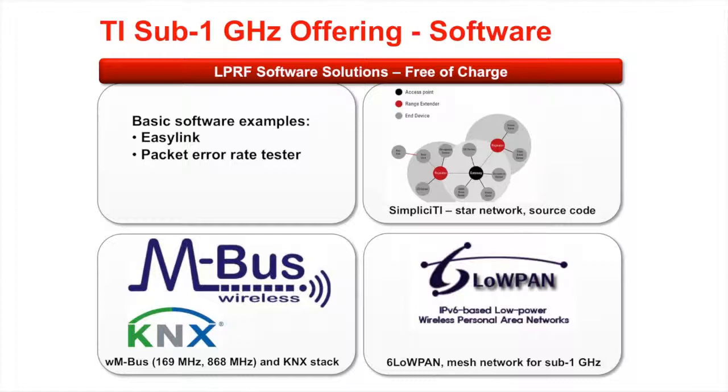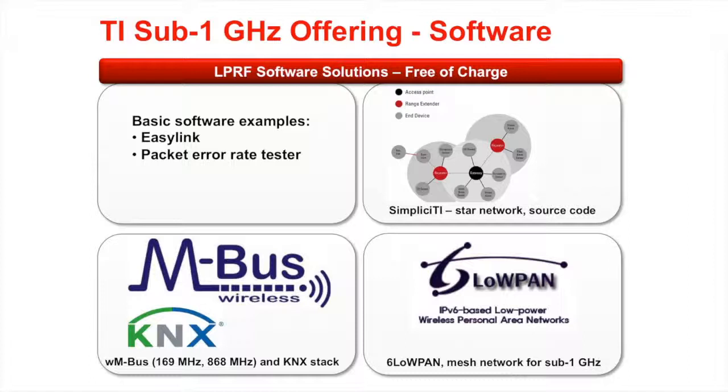We have basic software examples that can be used as a starting point, including EasyLink to set up simple communications between RF nodes and a packet error rate tester to easily evaluate range. The Simplicity I software stack is a star network that is offered in source code and can be used as is, or as a starting point for development by a customer. Simplicity I is available and free for all TI LPRF devices.